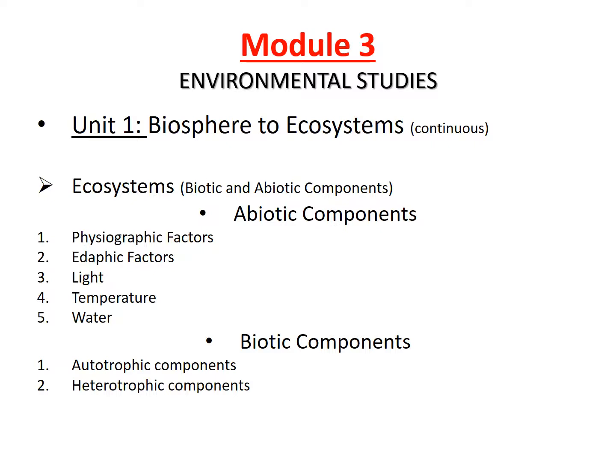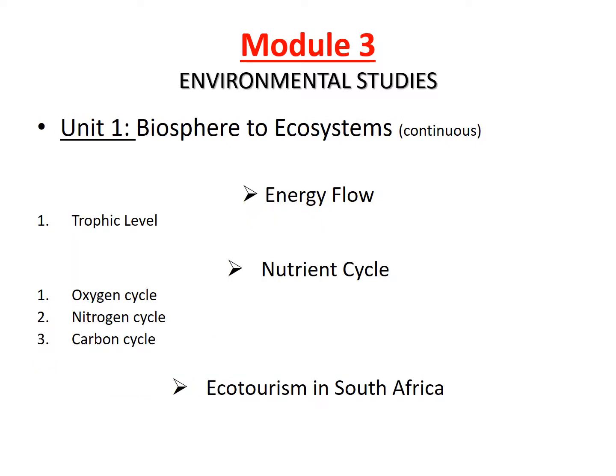We're then going to continue here looking at the ecosystem. The ecosystem is made of both the abiotic and biotic components. We're going to look at examples of each. Then we're going to look at energy flow, and the nutrient cycle. Then we're going to look at ecotourism in South Africa. So we are basically focusing on the biosphere and ecosystem of South Africa. And that is all for term 3. It's only one module, environmental studies.